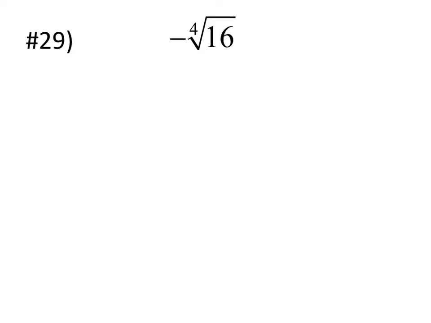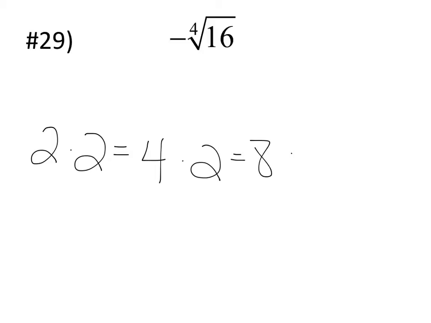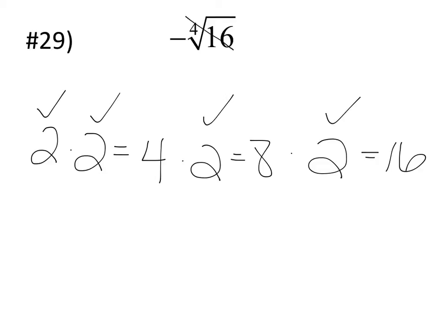So fourth root means something times itself times itself times itself gives you 16. So 16 is a pretty low number anyway, so something times itself times itself times itself would have to be a pretty low number in order for it to be 16. So let's try 2. We have 2 times 2 is 4, times 2 is 8, times 2 is 16. So we've got 1, 2, 3, 4 2s. So 2 times 2 times 2 times 2 is 16. So the fourth root of 16 is 2.